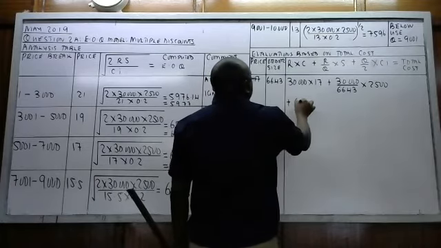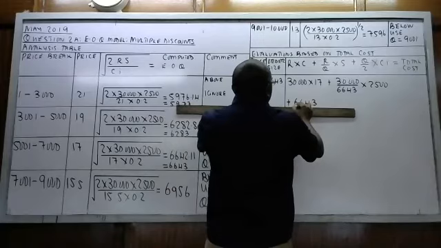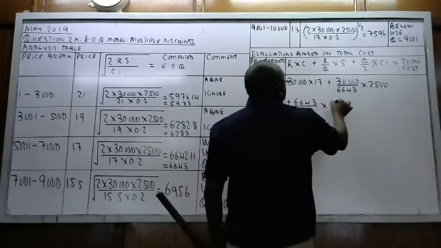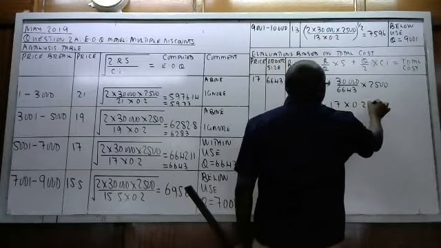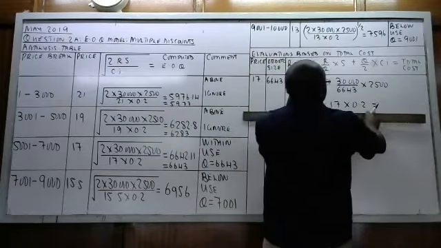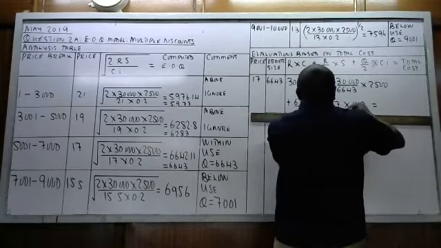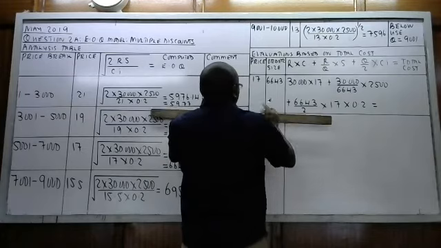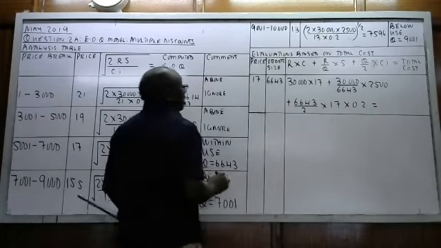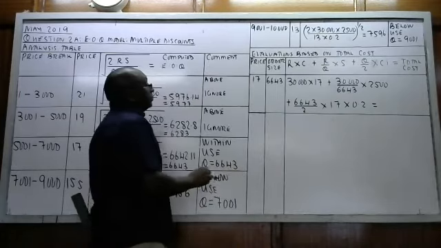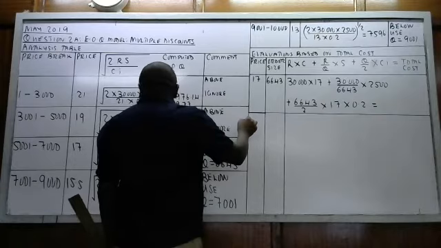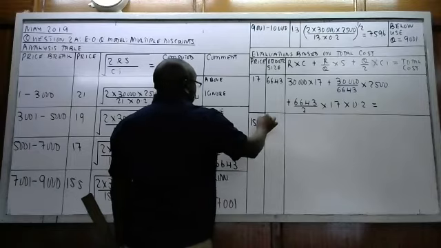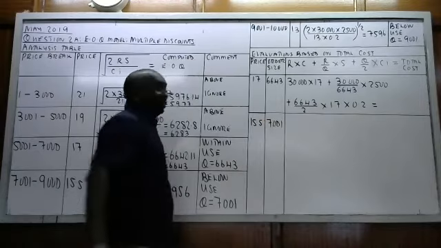Plus 66.43 divided by 2, multiplied by 17, multiplied by 0.2. That will give us the first cost. Then you come and get the price of 15.5. Now here we are told to use 7001.